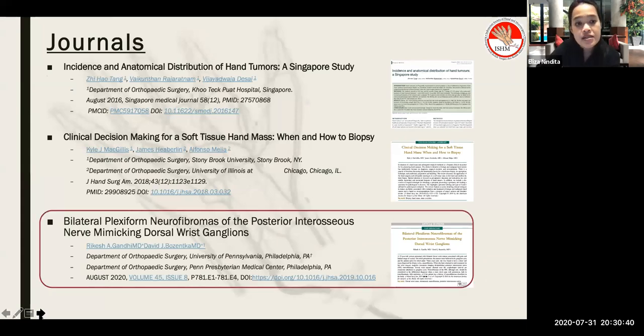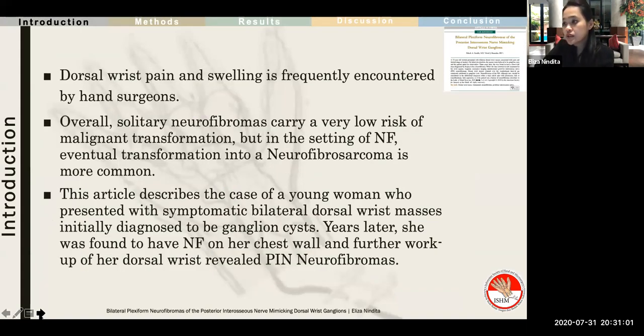It is an example case of bilateral plexiform neurofibromas of the posterior interosseous nerve mimicking dorsal wrist ganglions. This is one of the most common cases that hand surgeons usually get, hand tumors of ganglions. They present with dorsal wrist pain and swelling, and are frequently encountered by hand surgeons in clinical settings. Overall, solitary neurofibromas carry a very low risk of malignant transformation, but in the setting of neurofibromatosis, eventual transformation into a neurofibrosarcoma is more common.